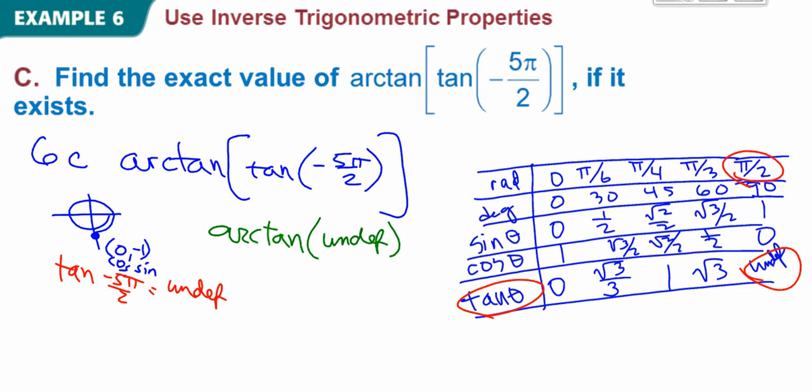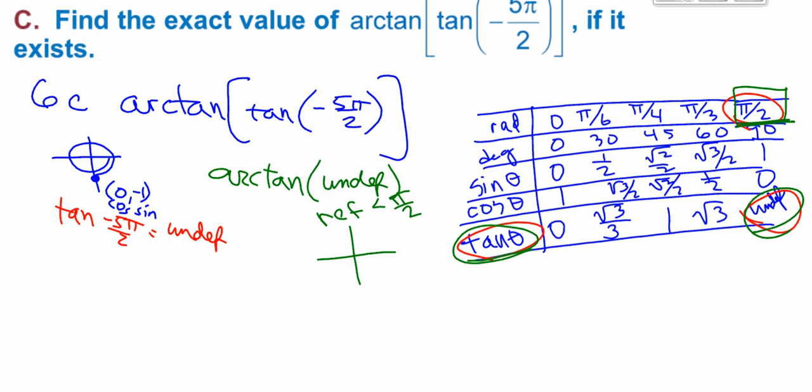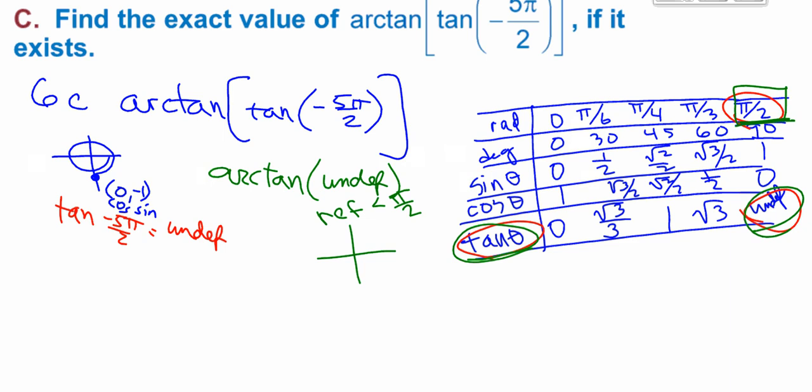If tangent of something is undefined, what's that something? Pi over 2, right? So I know the tangent of something is undefined. Well, my reference angle is pi over 2. So this tells me my reference angle is pi over 2. And really, I want to keep that picture in mind because, how do I know whether it's positive or negative? I know it's positive or negative because I can look at that picture. And I ended right here.